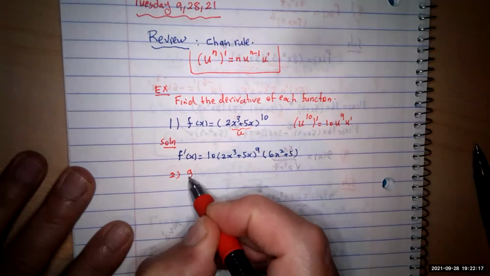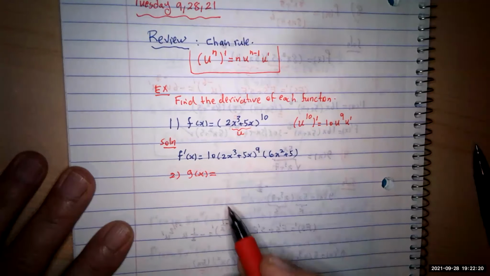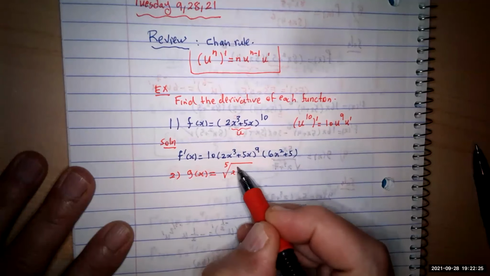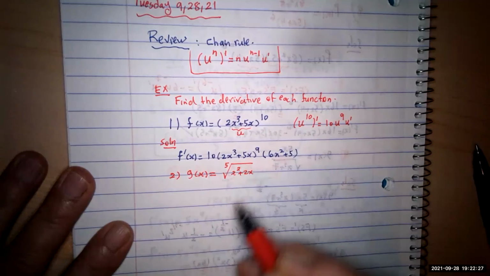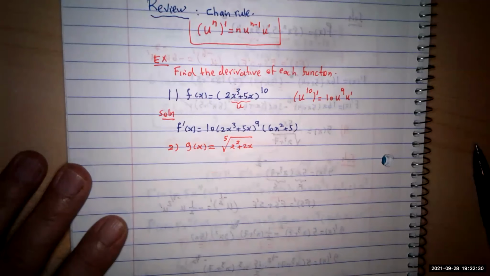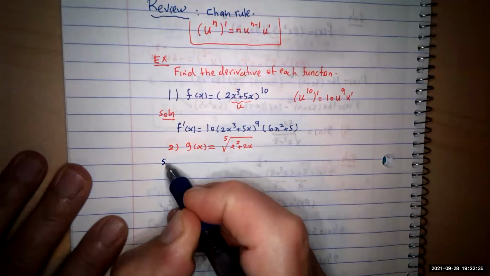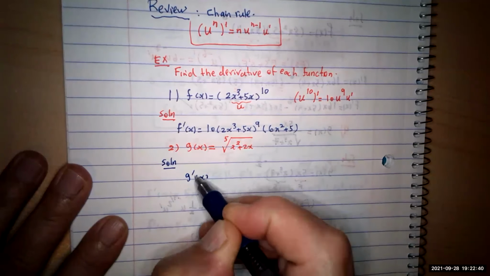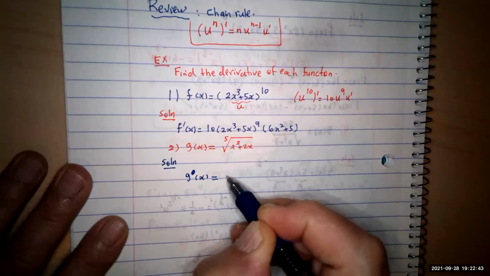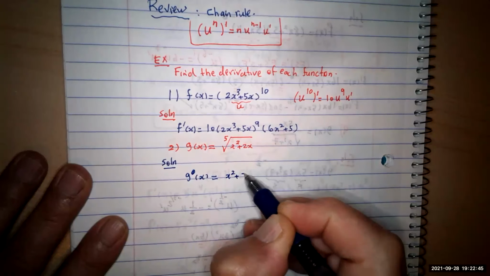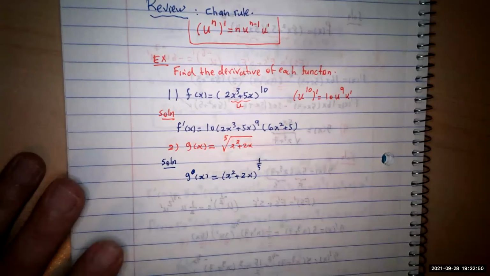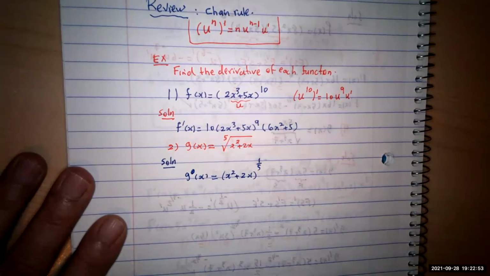Type 2 is going to be a radical function. Something like, let's have the 5th root of x squared plus 2x. You see, you know that we don't like the radical in calculus. So what we're going to do is we change the radical first. So we have to rewrite it. We rewrite it as what? g of x equals x squared plus 2x, everything to the 1/5. So now you have a parenthesis raised to something. So that's a chain rule case.